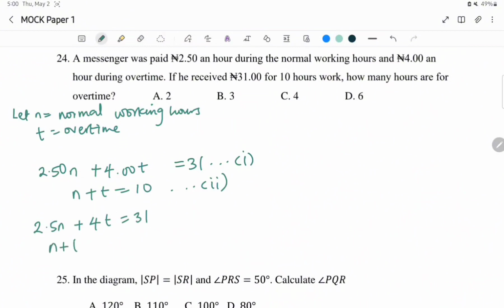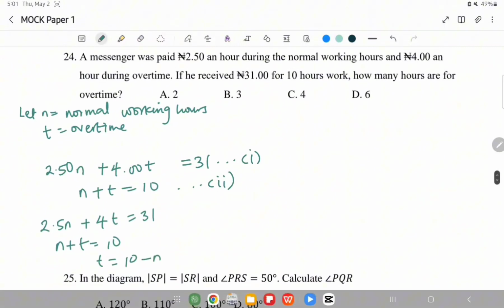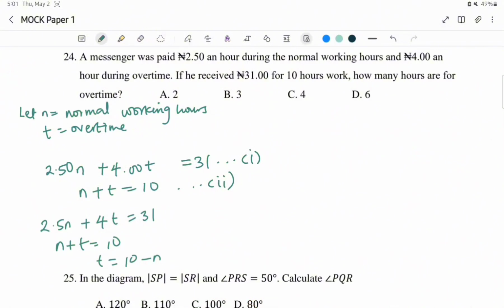If we choose to use substitution method, I can make t the subject of the formula in equation 2. So if I make t the subject of the formula, t is going to be 10 minus n. So I want to substitute into the other equation. So that would mean 2.5n plus 4 multiplied by 10 minus n equals 31.